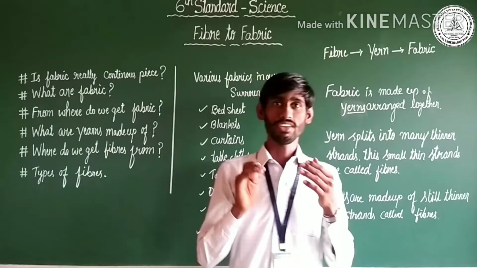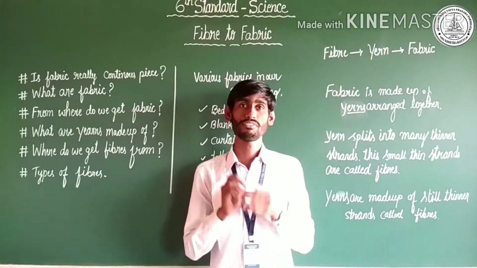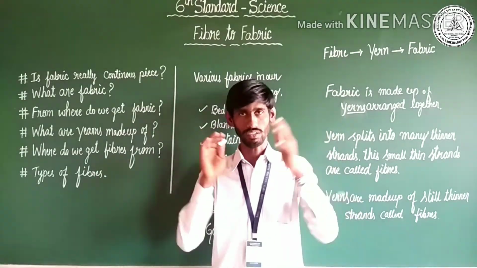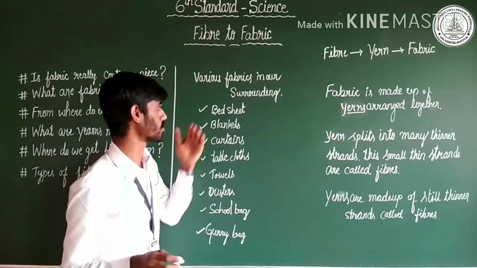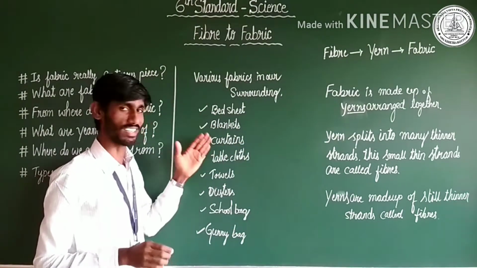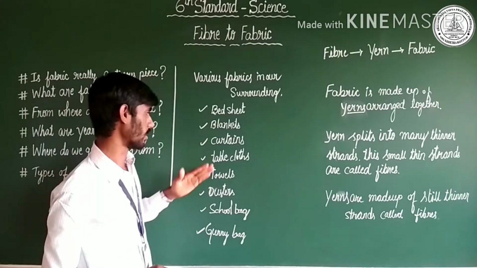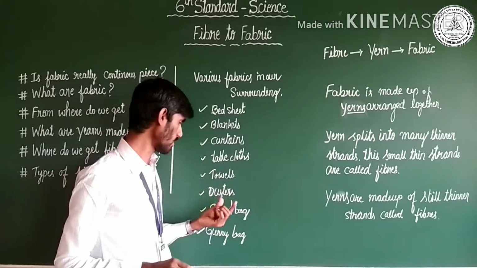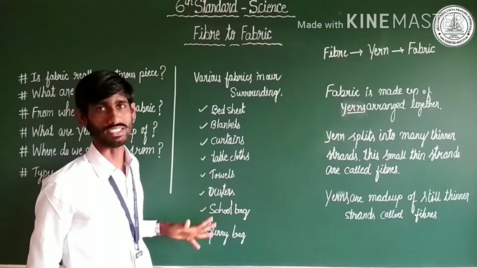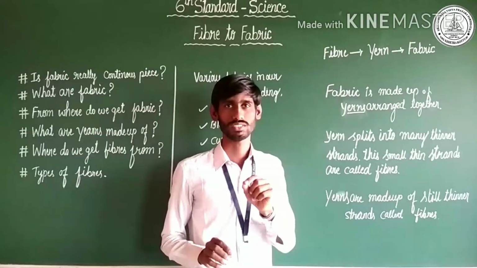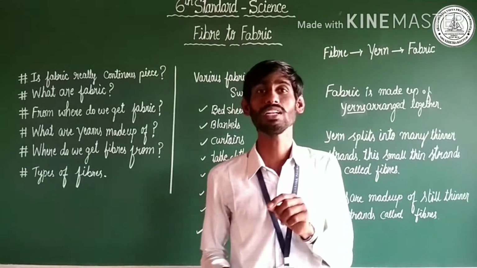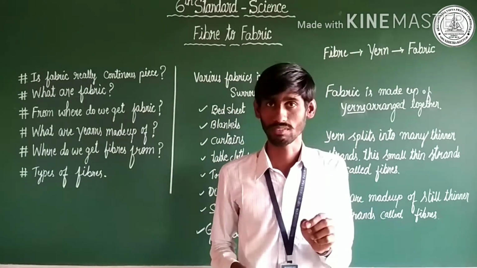Chotu, we are observing a number of clothing materials in our surroundings. Those are bedsheets, blankets, curtains, tablecloths, towels, dusters and so on. These items are made of fabrics. So the fabric is nothing but the cloth we are using.